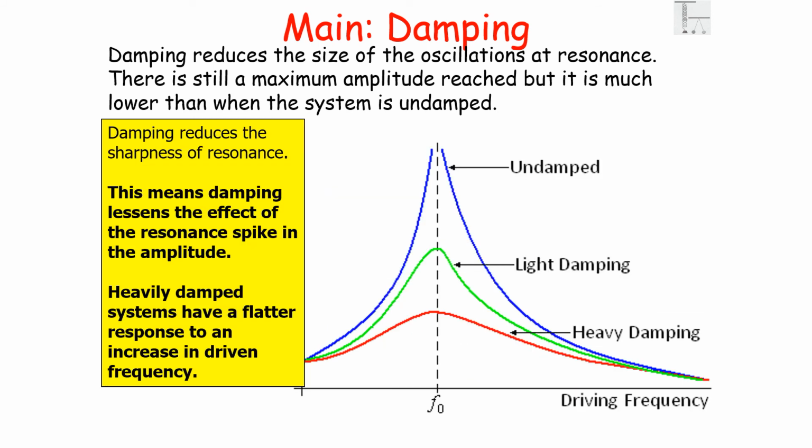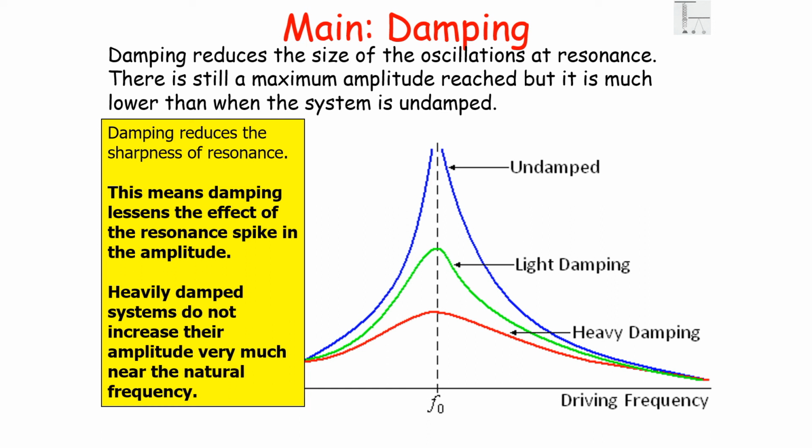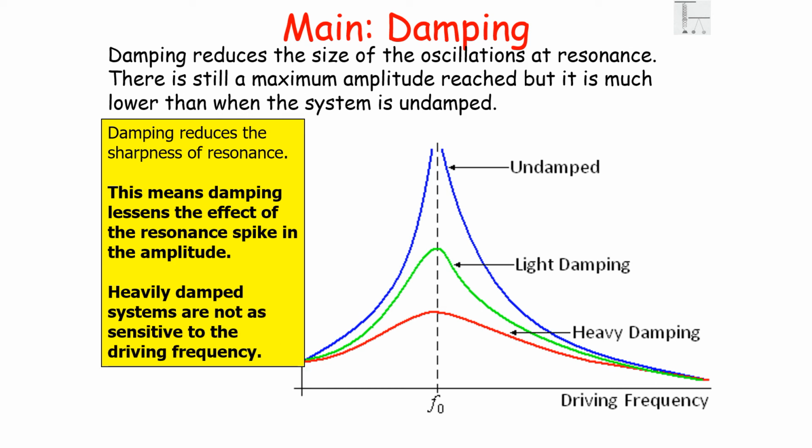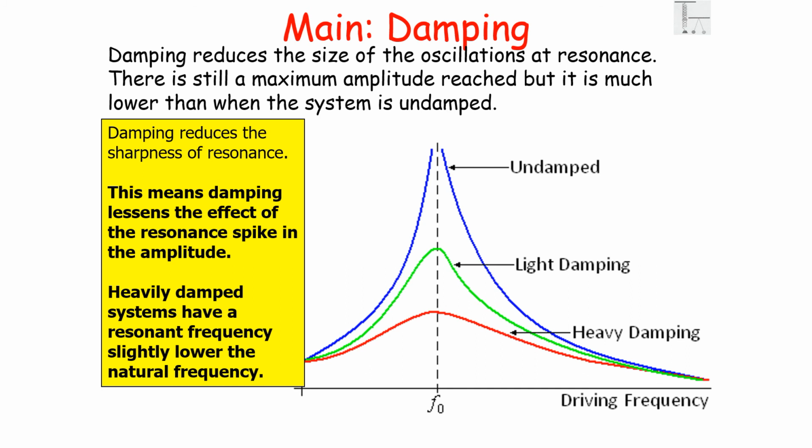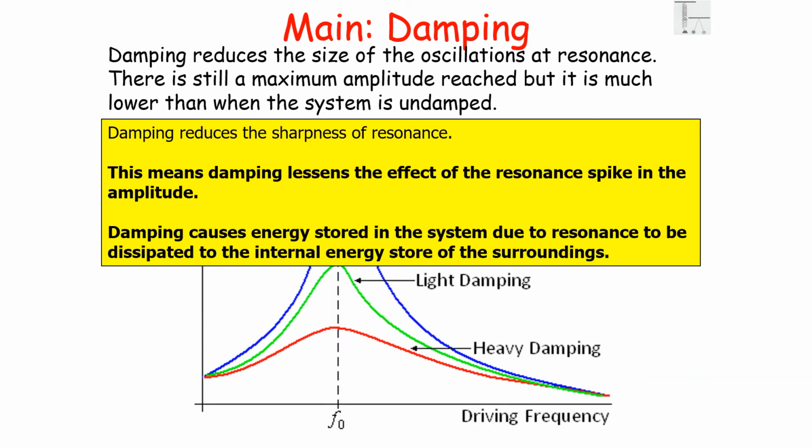Now damping lessens the effect of the resonance spike in the amplitude, so therefore we say it loses the sharpness of resonance. So heavily damped systems have a flatter response to an increase in the driven frequency, and they don't increase their amplitude very much near the natural frequency. So heavily damped systems are not as sensitive to the driving frequency, and also heavily damped systems have a resonance frequency slightly lower than the natural frequency.